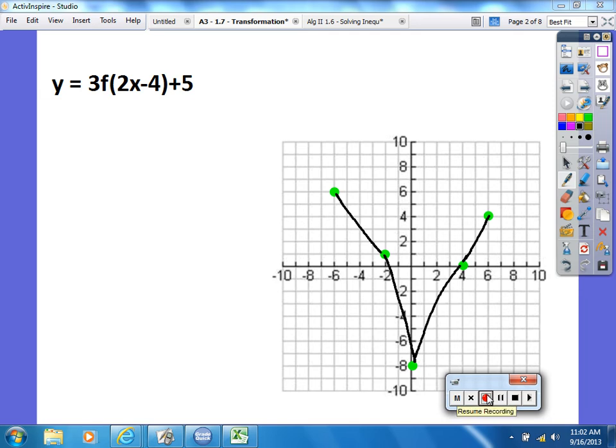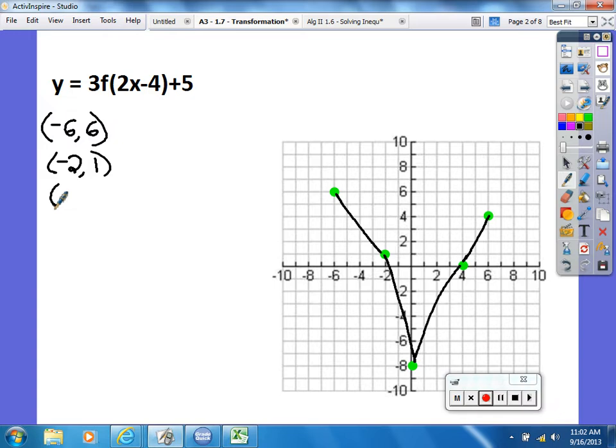Okay, so I asked you to write down those ordered pairs, so I'm going to write those down right here. Negative 6, comma 6. I've got negative 2, comma 1. I have negative 8, comma 0. 4, comma 0. And 6, comma 4. Do you guys agree with those? I'm just asking because if I made a mistake. Ah, good call. 0, comma negative 8. There we go.